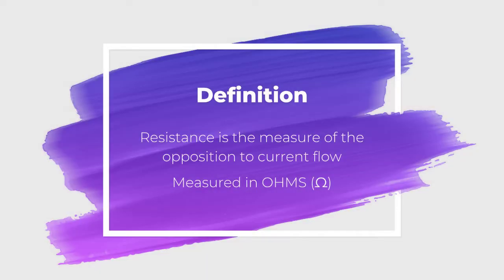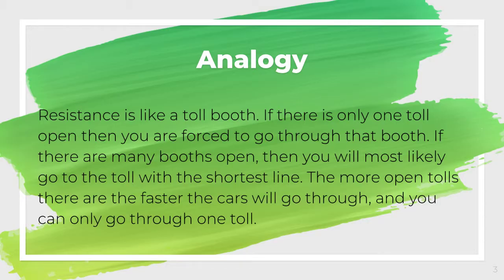Resistance. Resistance is the measure of the opposition to current flow, and it is measured in ohms, which is this sign here. An analogy for resistance is it's like a toll booth. If there is only one toll booth open, you are forced to go through that booth, and if there are many booths open, you will most likely go to the toll booth with the shortest line.